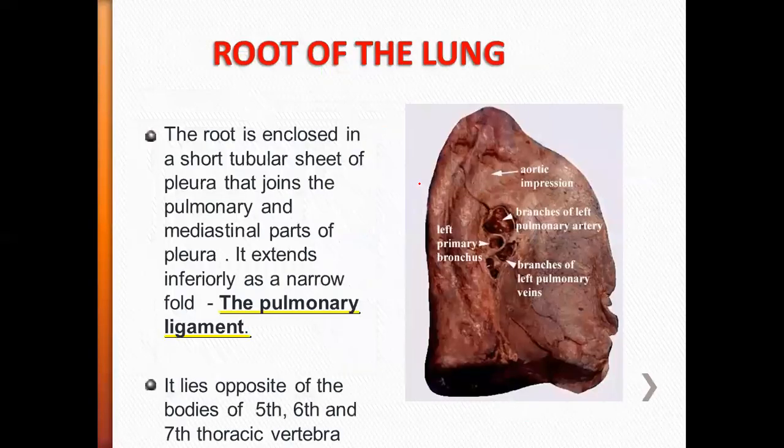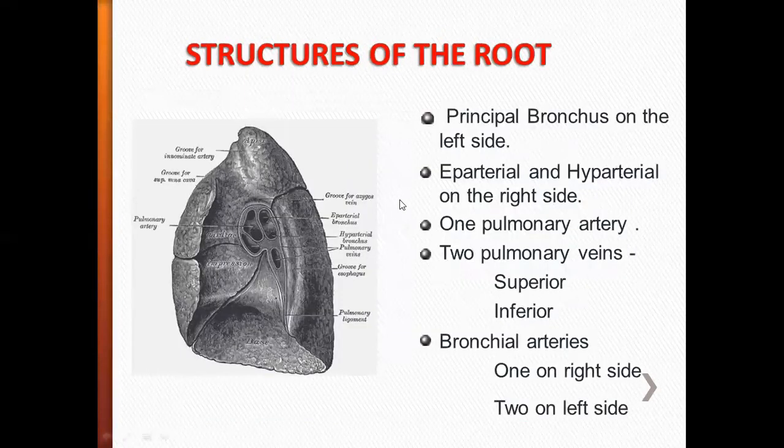So let's see from this picture. If you see this picture, here we can see the principal bronchus. This is our left lung. So here we can see the principal bronchus. In the right lung, two bronchus are there. One is the eparterial, another one is the hyparterial. So this is our right lung. Because two bronchus are there, by that I told you now, this is our right lung. Okay. So there are two bronchus, eparterial and hyparterial bronchus.